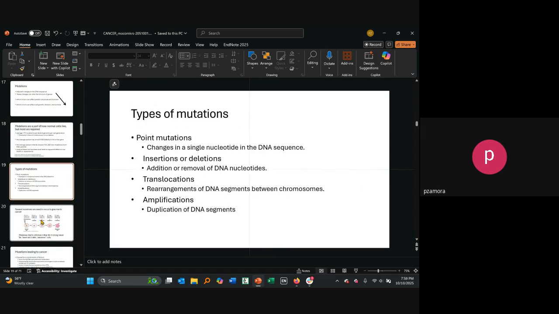There are a number of different mutations that can occur. I'll just go through these very quickly. There's point mutations, which affect a single nucleotide in a DNA sequence. There's insertions or deletions. There's translocations, things switching places. And there's amplifications, which are duplications of DNA segments.